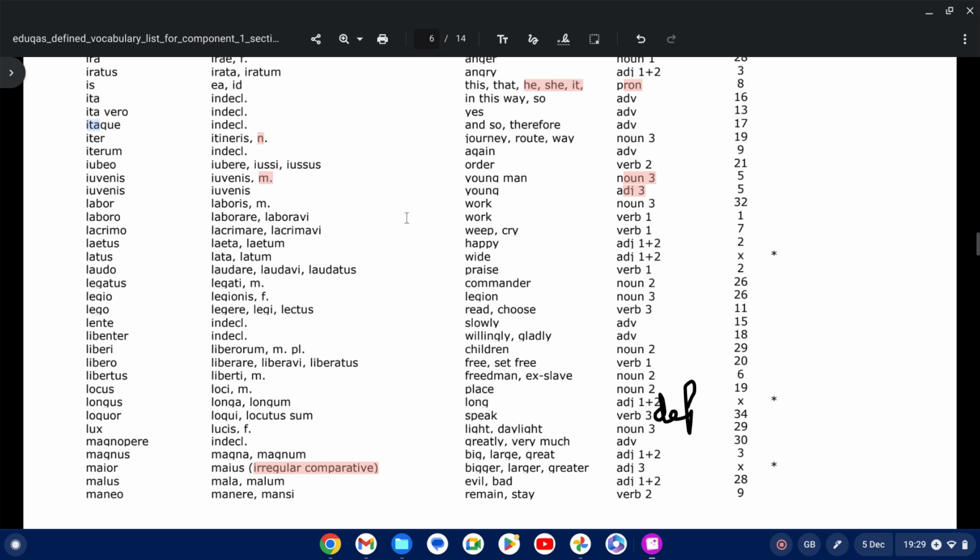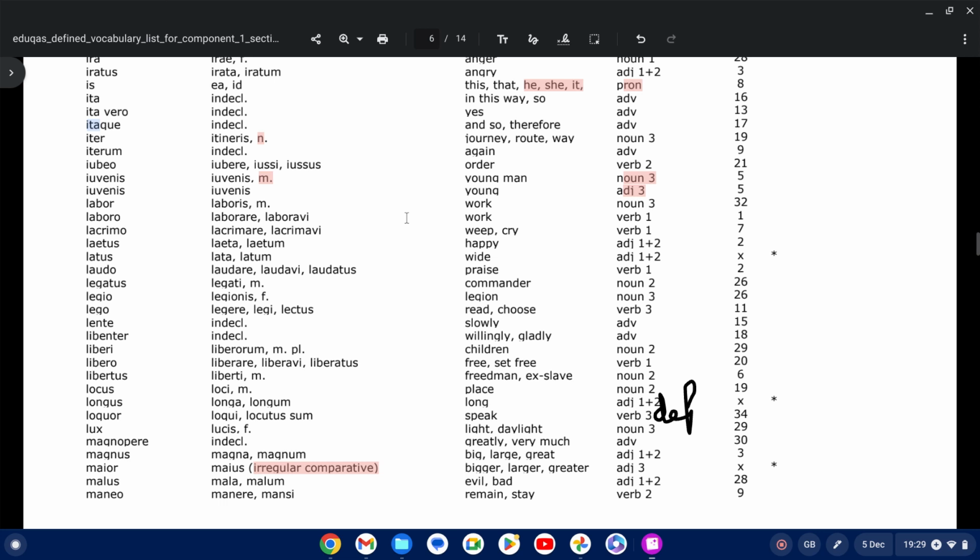Next you've got lente, adverb, meaning slowly. French lent, L-E-N-T, means slow. The adjective in Latin is lentus, lenta, lentum. Can't really help you with English, I'm afraid, but slowly, lente. Next, libenter means willingly or gladly, another adverb. Although it comes from a Latin verb, I'm not really going to mention it now, so I'm not going to say a huge amount about that.